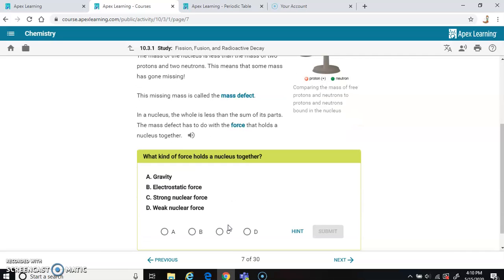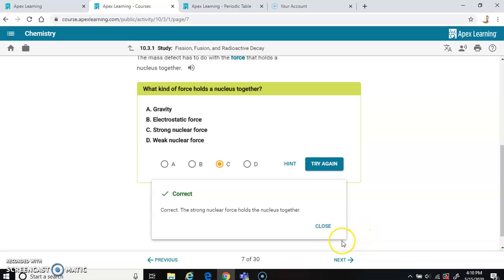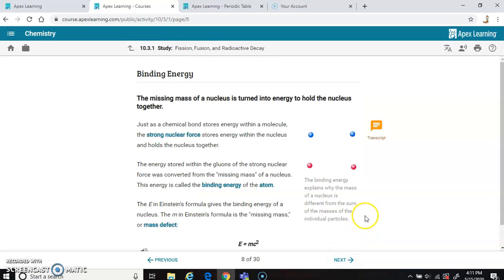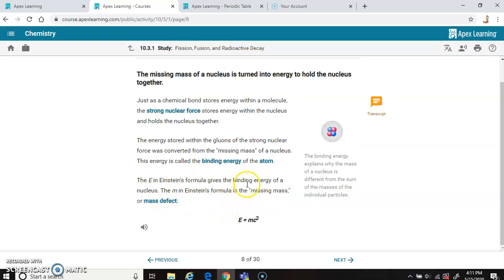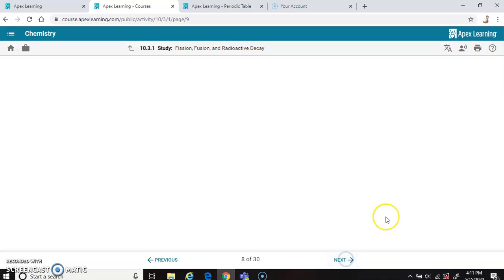And we mentioned this a little bit earlier, but the force that's holding the nucleus together is called a strong nuclear force. Call it just kind of a force. It's like the glue that holds it together. With this as well, the missing mass is then turned into energy to hold that nucleus together. So the strong nuclear force stores that energy and holds the nucleus together. This is called the binding energy of the atom, and so we have E giving the binding energy, and M is the missing mass or mass defect. So that's more what's going on.